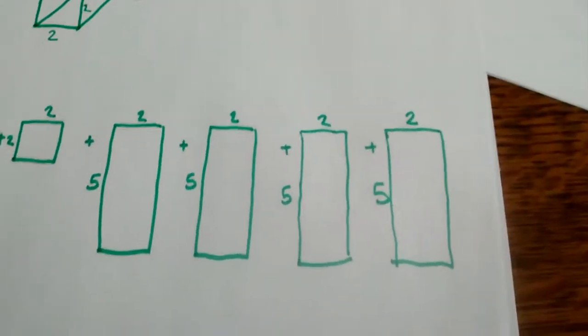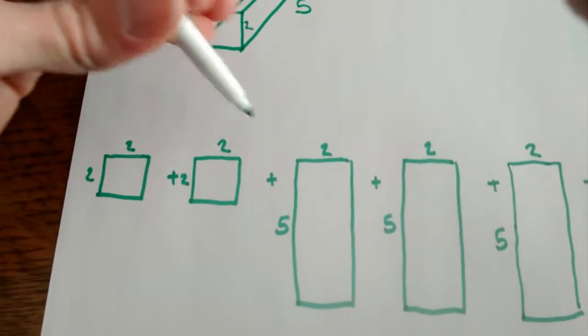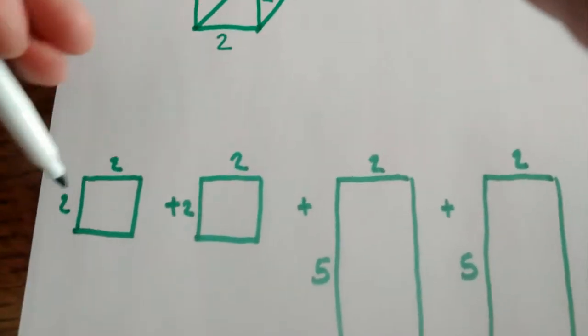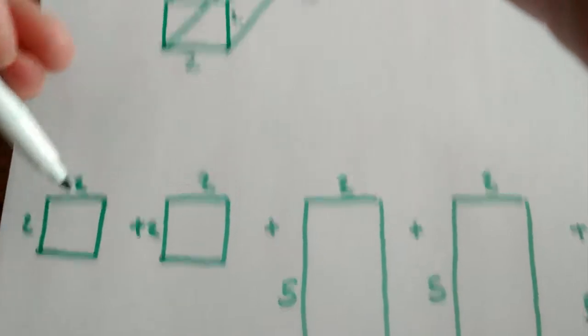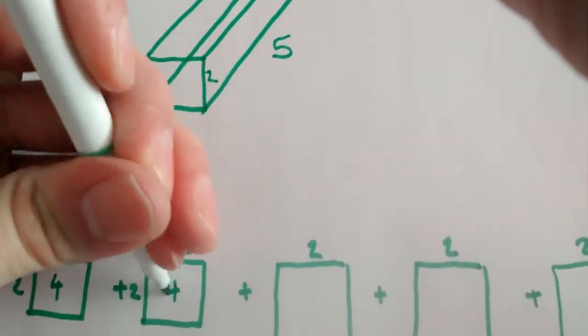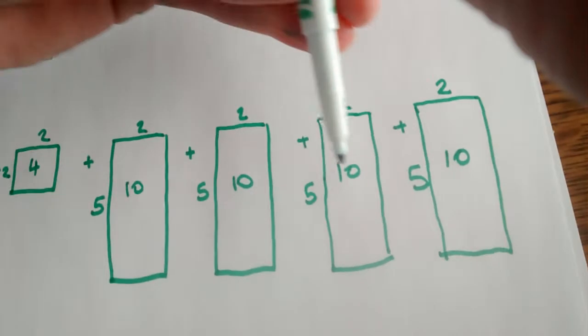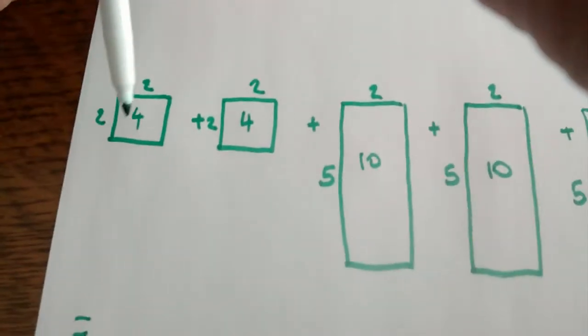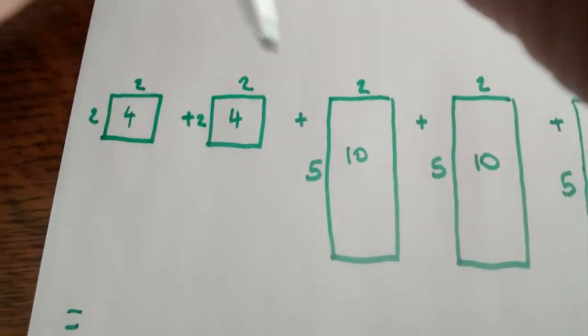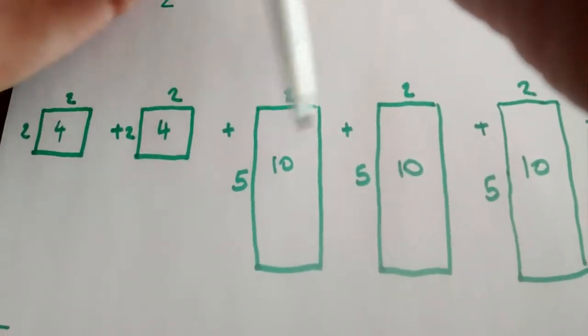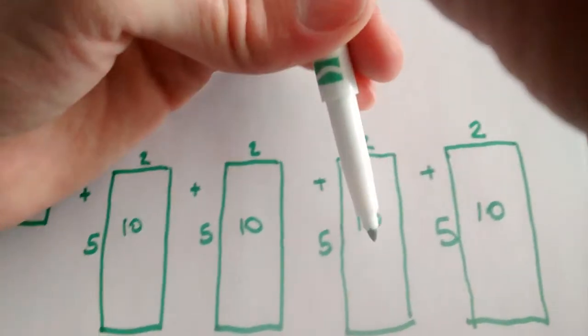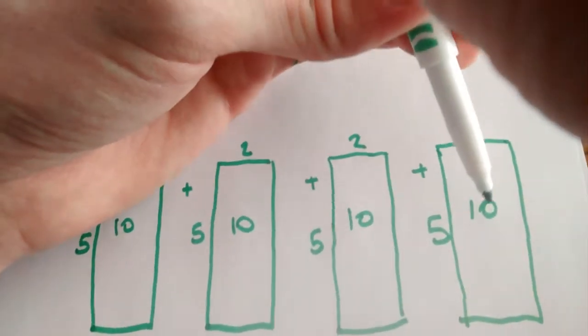So then what I do, now that I have this, is I put inside each shape the area. Remember, to find area, you do length times width. So 2 times 2 would be 4. 2 times 5 is 10. So now that I found the area of each side, I'm going to add up those middle numbers. 4 plus 4 is 8. 8 plus 10 is 18. 18 plus 10 is 28. 28 plus 10 is 38. And 38 plus 10 is 48.